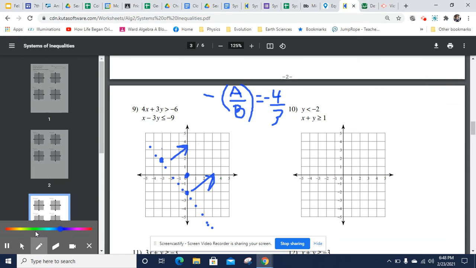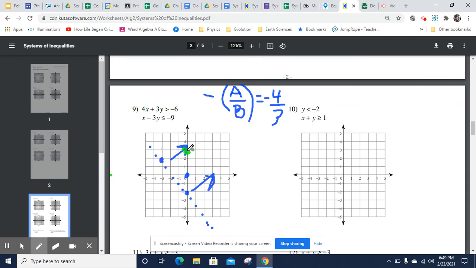I'm going to pick a different color. So now over here I've got x minus 3y is less than or equal to negative 9. If y is 0, it's just x is less than or equal to negative 9. So I've got an x-intercept at negative 9. That's way out here. That's not helping me very much. Let's focus on the y-intercept. Negative 9 over negative 3 will be 3. So I'll have a y-intercept here at 3.